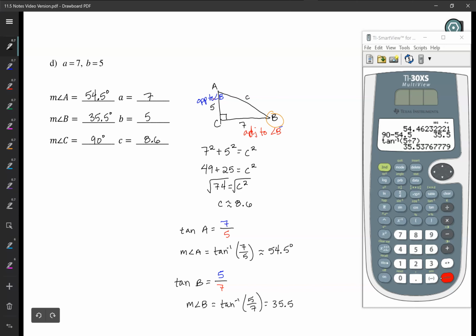So again, it's up to you how you go about finding the angles, which one you do first. You choose. And it's up to you whether you do the angles or the side first. That is how you solve triangles.